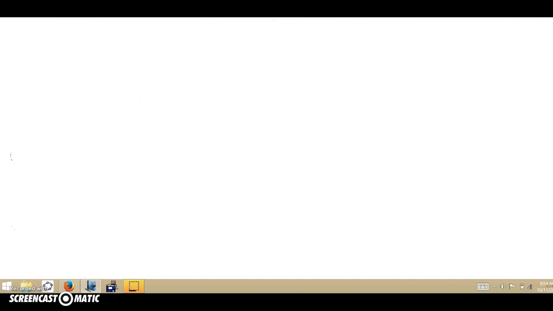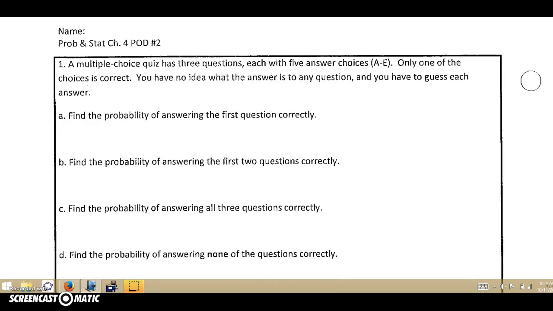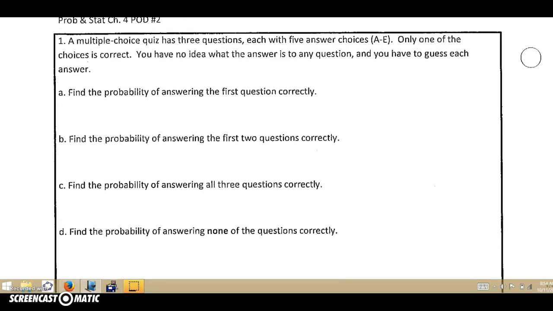Alright, 2 more to go. Come on, Cruze, we can finish this. A multiple choice quiz has 3 questions, each with 5 answer choices, A through E. Only one of the choices is correct. You have no idea what you're doing, so you just guess. What's the probability of answering the first question correctly? Well, don't overthink this. You guys know what the probability is of guessing. It'd be 1 out of 5.